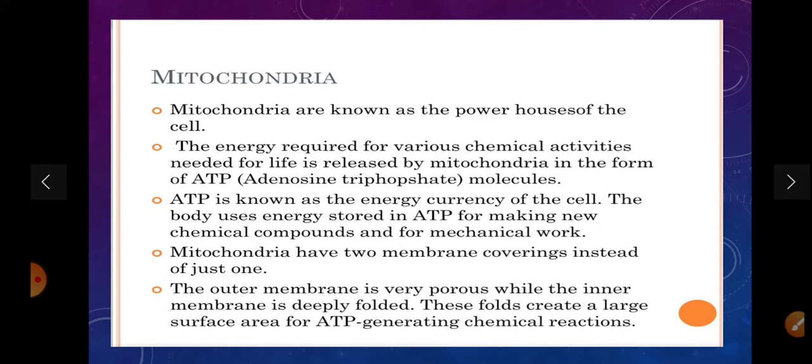Mitochondria have two membrane coverings instead of just one. The outer membrane is very porous while the inner membrane is deeply folded. These folds create a large surface area for ATP generating chemical reactions.